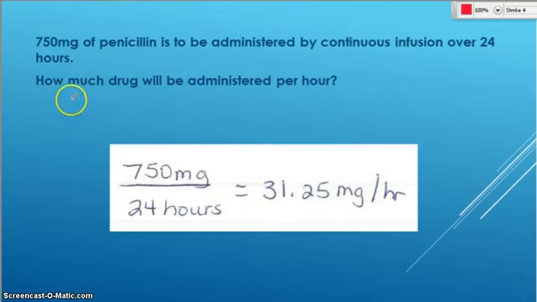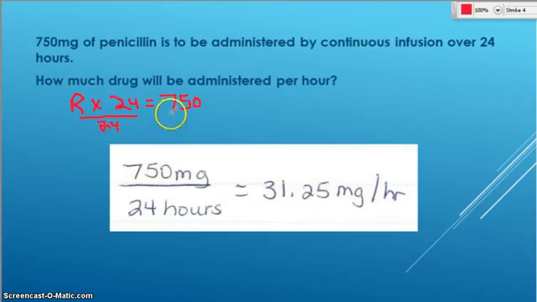So we don't know the rate. We do know that the time for this particular one is 24 hours. And we know how much drug we will be giving in that 24 hours, and that is 750 milligrams. So we're going to divide both sides by whatever is with that letter. So what's with the R is 24. So we're dividing both sides by 24.